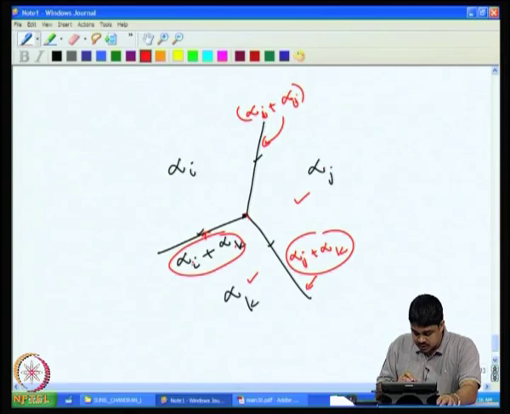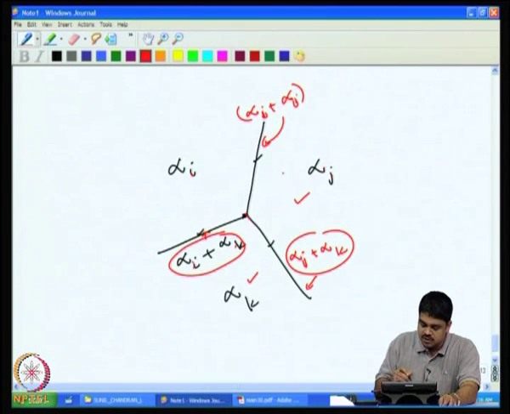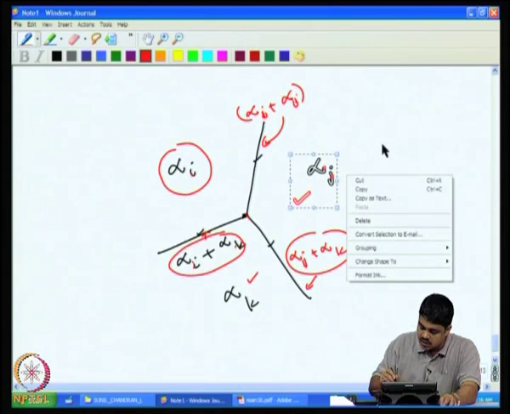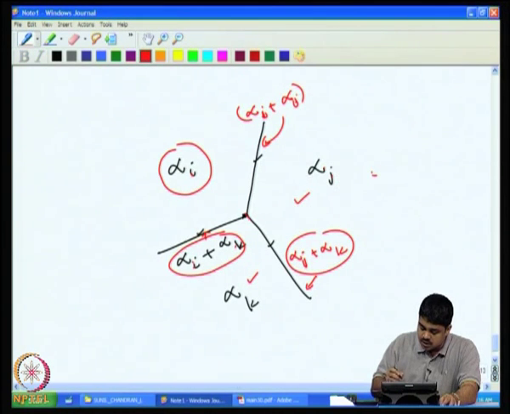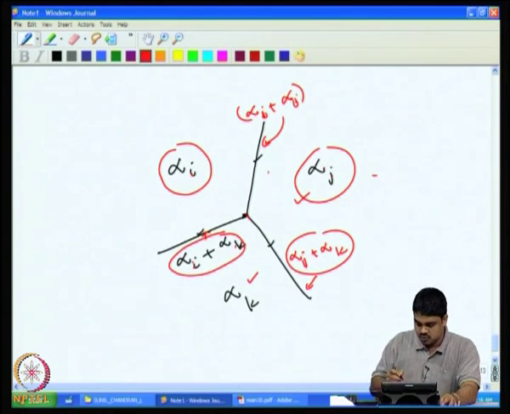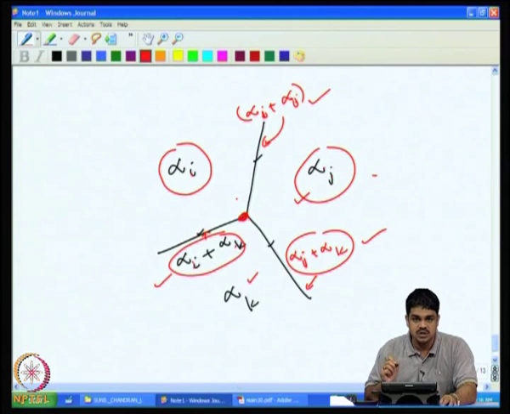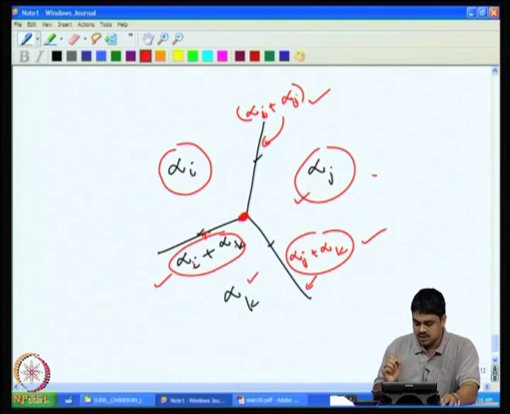Similarly, if you look at alpha i plus alpha k and alpha j plus alpha k, if they are the same, alpha i has to be the same as alpha j, but alpha i cannot be the same as alpha j, because alpha i is the color given to this face, alpha j is given to this face, and being faces which share a border they cannot be the same. So, they are different colors, right. From the vertex point of view, all these 3 edges got different colors. So, it is a proper 3 edge coloring.